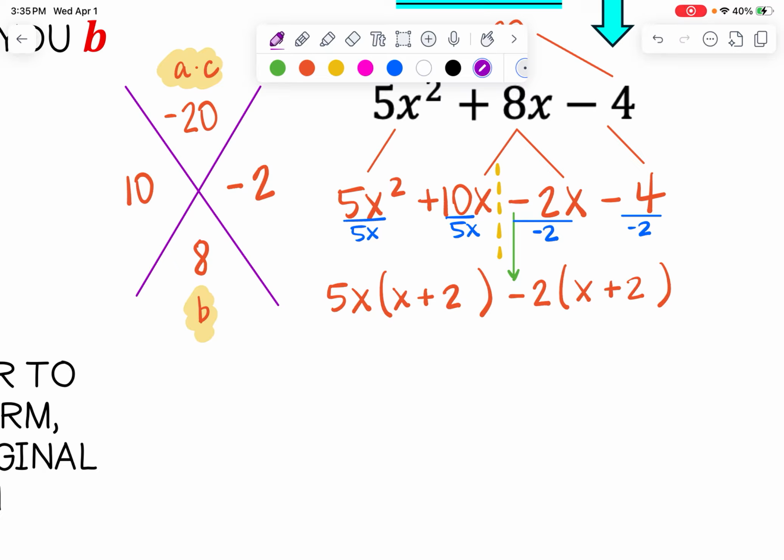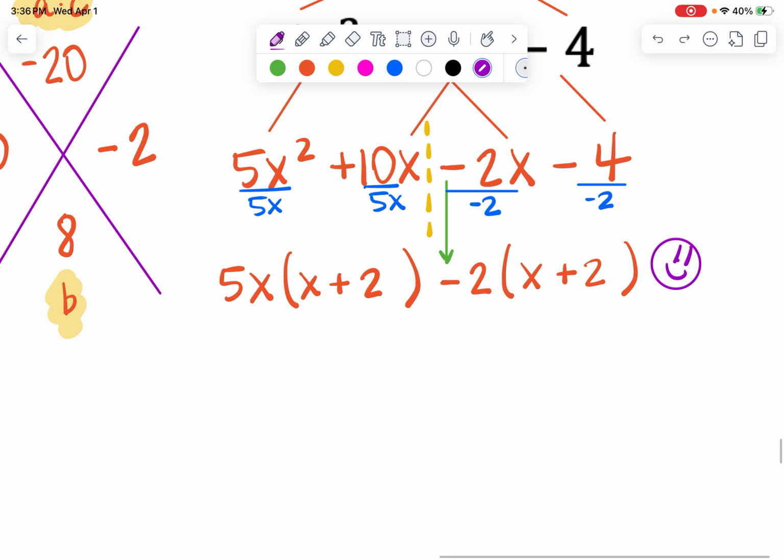And this is when I do a little happy dance. I'm going to put a little smiley face because my parentheses at this point should be identical. The stuff inside the parentheses should be identical. And I hope you're recognizing this because this was on our homework last night. Oh, now I have a binomial. And notice this binomial, each one of those terms has a parentheses of x plus 2 in common. So now we're going to do the GCF one more time.